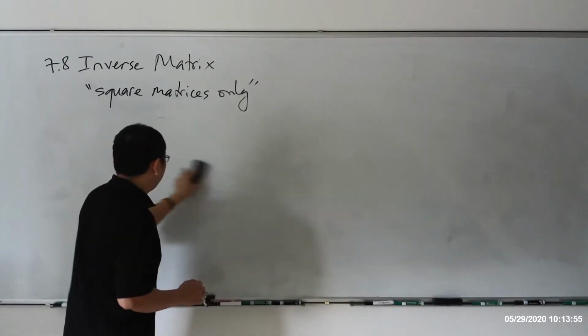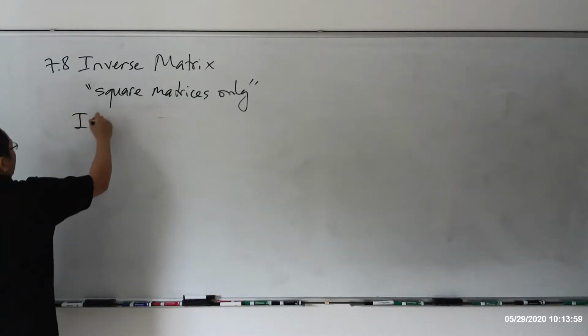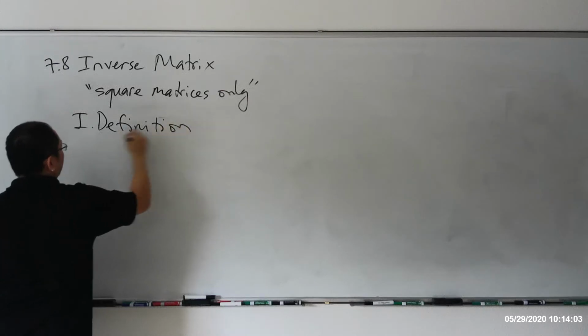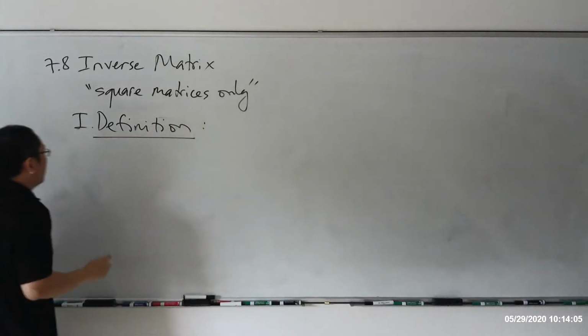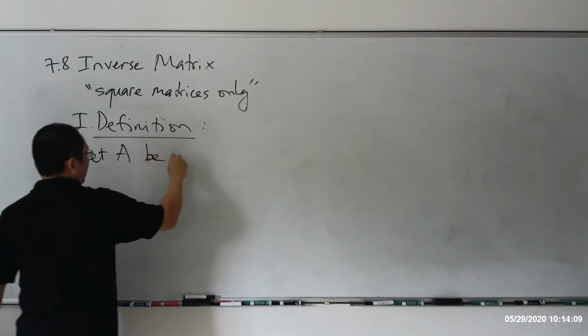Okay. Now let me give you the definition of inverse matrix. One definition. Let A be a square matrix.